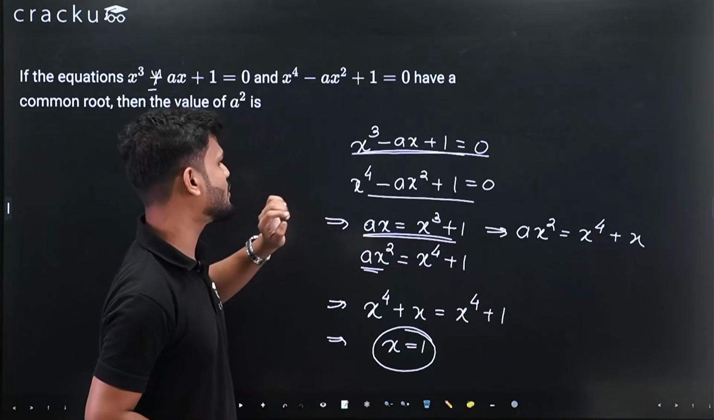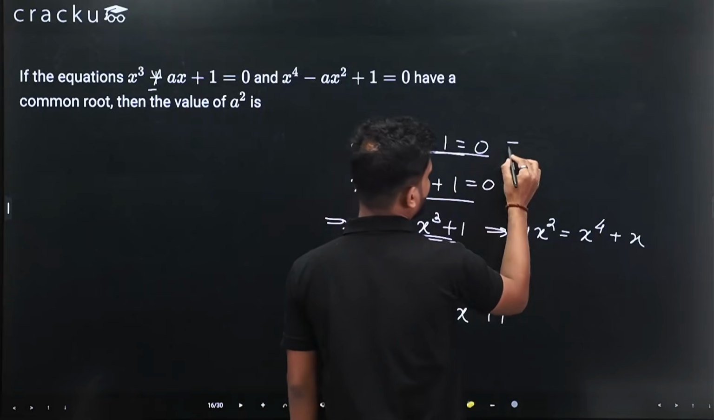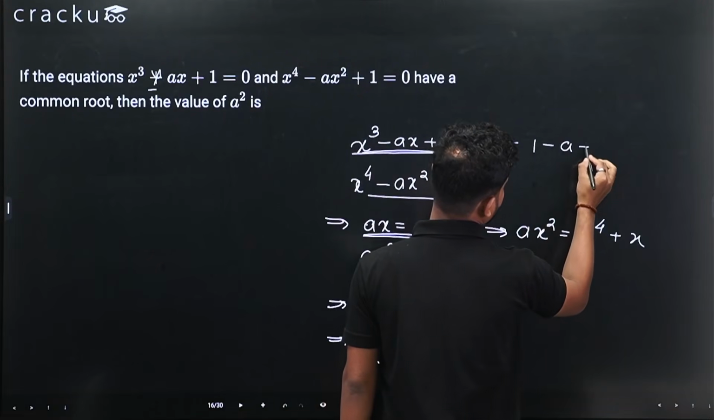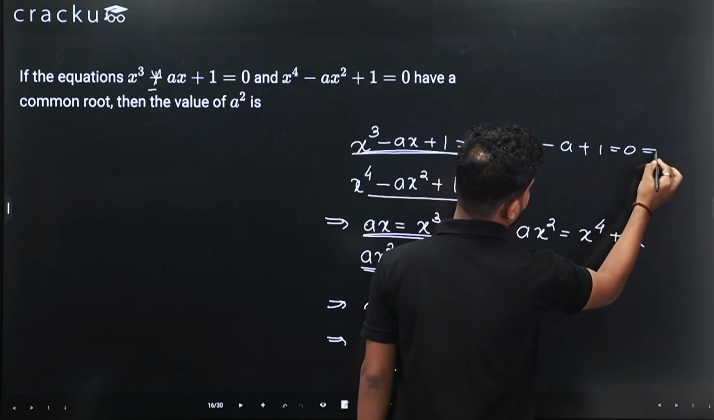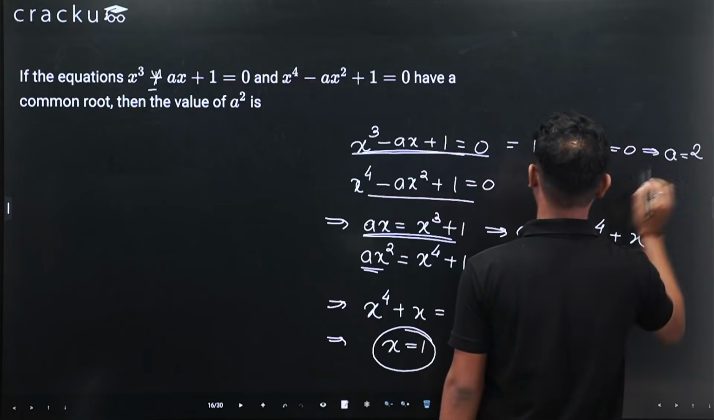Right? This will be common to both. If you put x is equal to 1 here, you will get 1 minus a plus 1 is equal to 0. From here you will get a is equal to what? A is equal to 2.